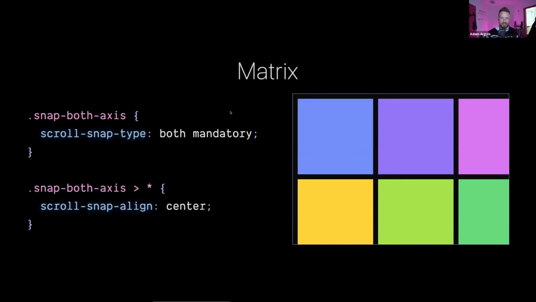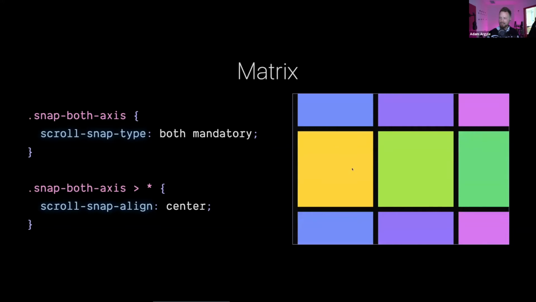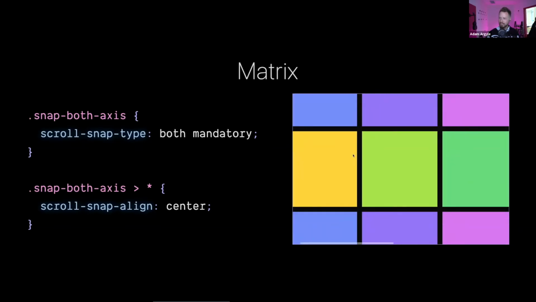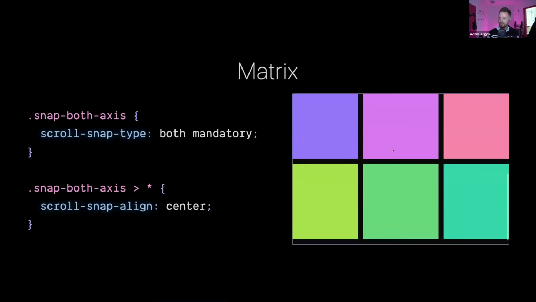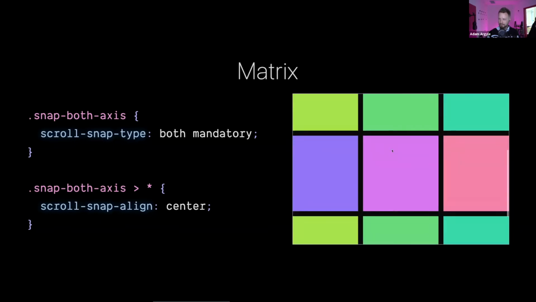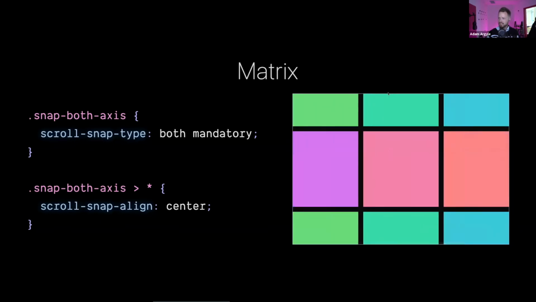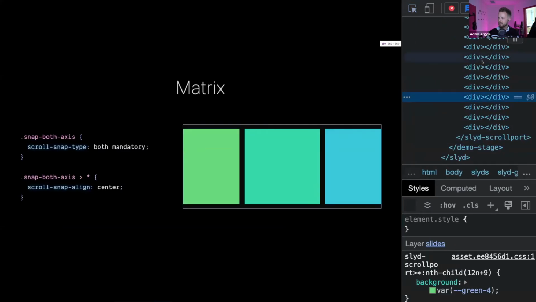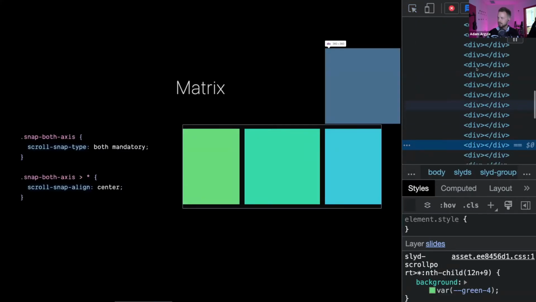Okay, but we looked at snapping on both sides before, right? Well, scroll snap handles that, because you just say scroll snap type both mandatory. So in this case, a horizontal and a vertical snap point must be found. And look, I can snap myself right into the middle of a cool matrix grid. And it looks pretty sweet. Definitely check out the DevTools for this. This looks super cool.